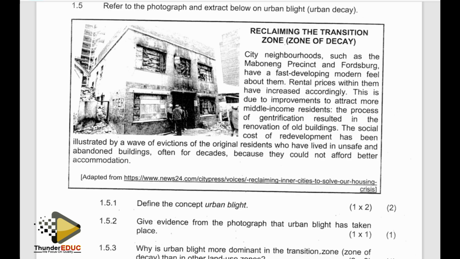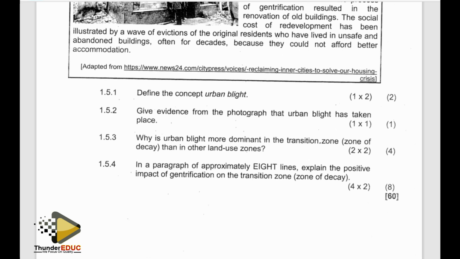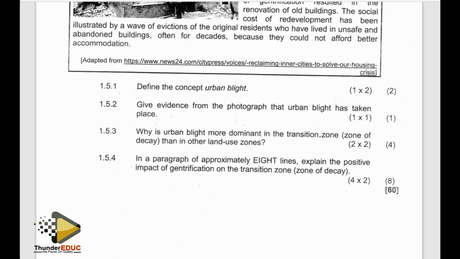Right, so what is the implication of gentrification on the transition zone? If you're having more affluent, wealthier people getting to stay in the zone of transition, what is going to happen? Right, we want to look at the positive impact of gentrification in that zone. How is it going to be transformed positively by the coming of wealthier people to stay in that zone?